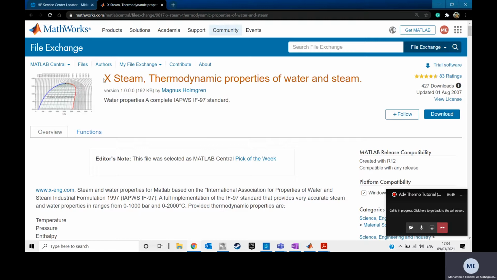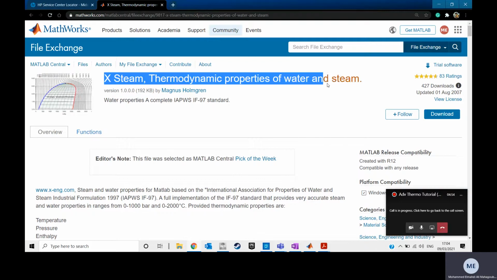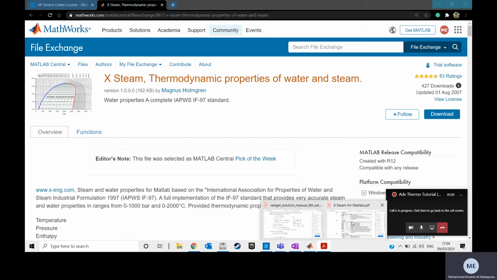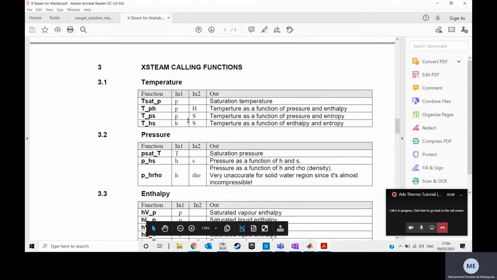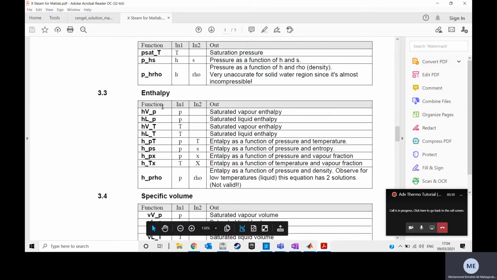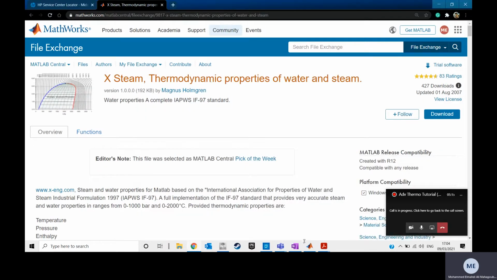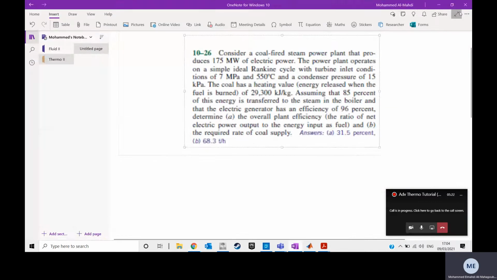So this is the code. You can download it from here: XSteam, thermodynamic properties of water and steam. I'll put the link there for you in the chat. We'll use it today in solving our two problems. And it has a manual, which will show you how to get each function: the pressure is a function of what, and this is a function of what. But remember, this code is only for steam. For air properties, you need to use the normal tables. So yes, let's start.